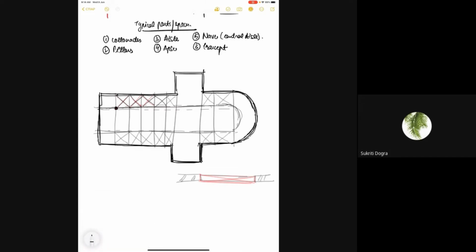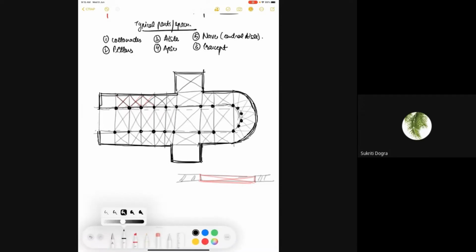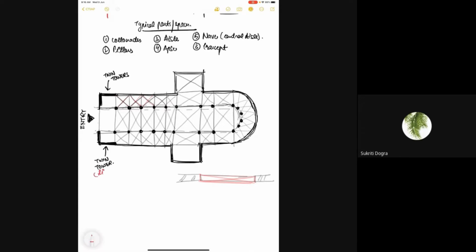So these circles that I'm putting up are your columns. Now we will start from the entry. The entry of a church is from here. They both look similar, that's why they are called twin towers. Now the very first space that you are seeing here is called the Narthex. The main entry of the church, this portion, is called the Narthex. So the second space becomes our twin towers.